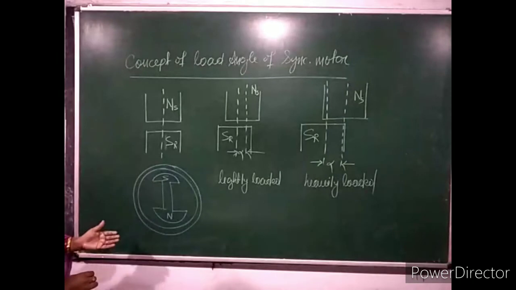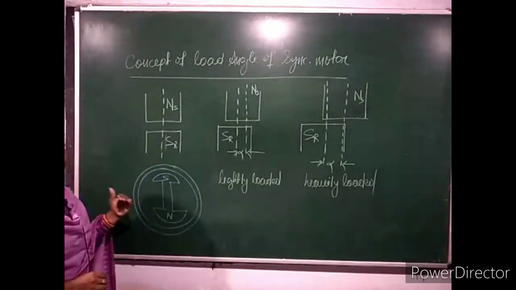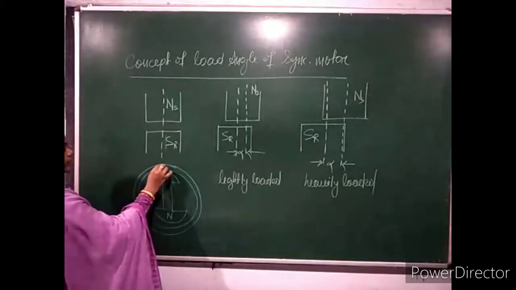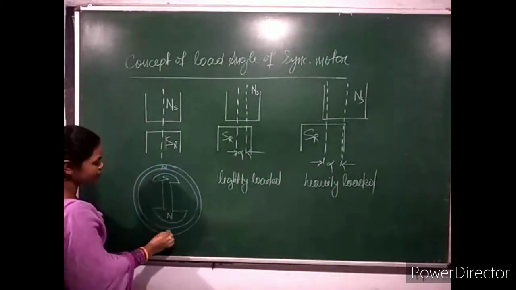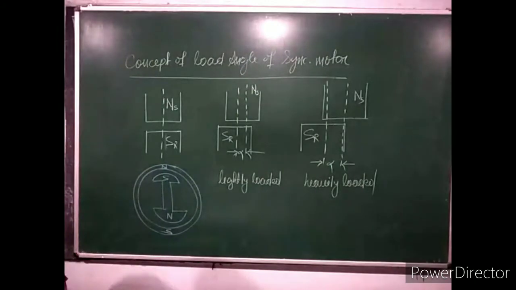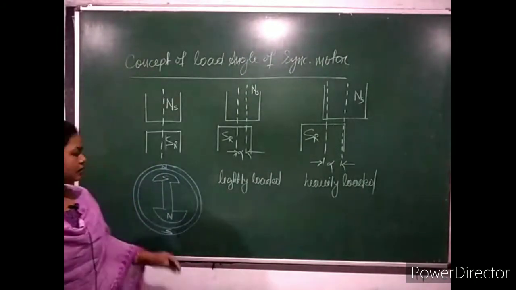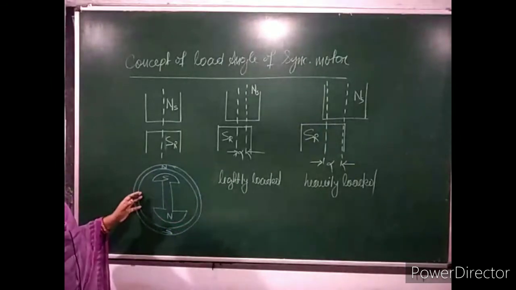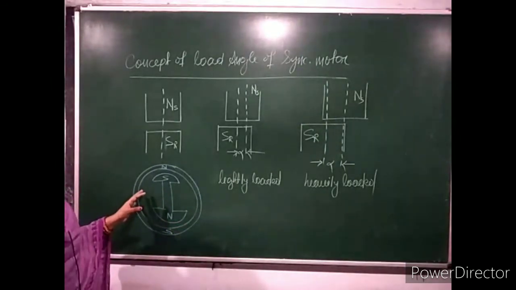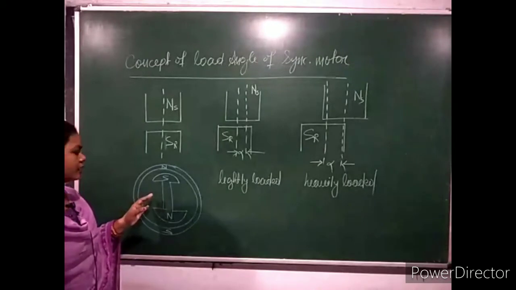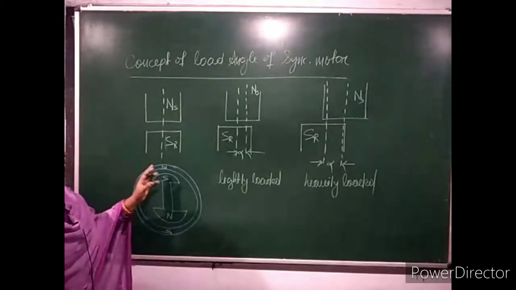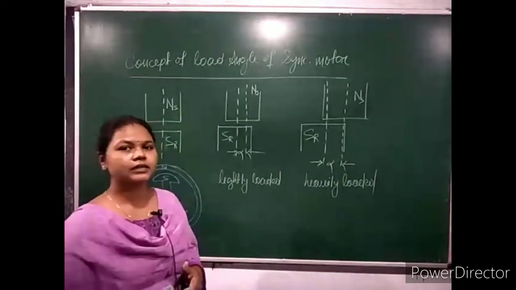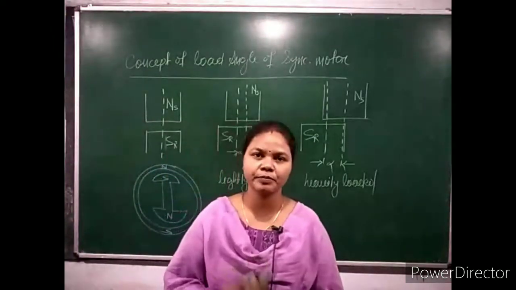And when AC supply is given to this stator, let this one act as a north pole and this one act as a south pole for the stator. Okay. We have already discussed this in the working principle: when the stator pole and rotor pole are magnetically locked, at that time the motor rotates at synchronous speed.